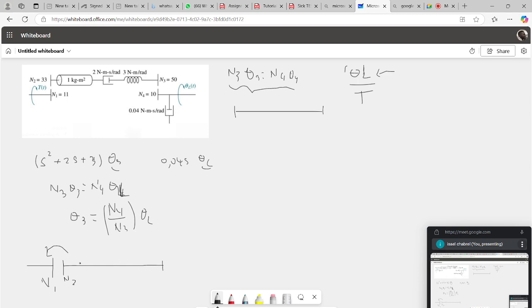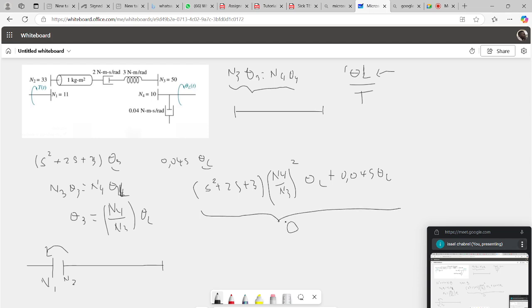What do I mean by that? I want everything to be one. What I will have is going to be s squared plus 2s plus 3. Instead of writing theta 3, I will write n4 over n3. I need to square this. You square only when you are moving between elements without torque. I hope I'm making sense. Elements without torque, I mean where you don't see an external force applied. Squared, what you have is theta L plus 0.04 s theta L. Now, what we have done is we have made everything to be in terms of theta L.